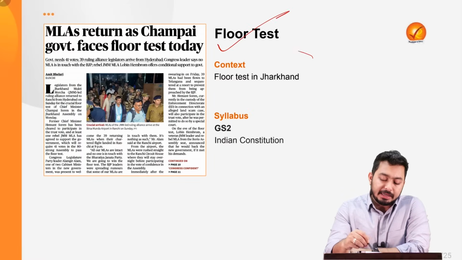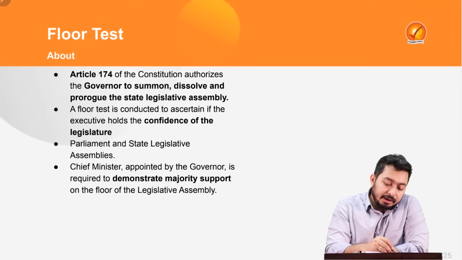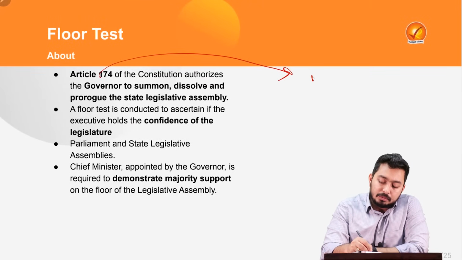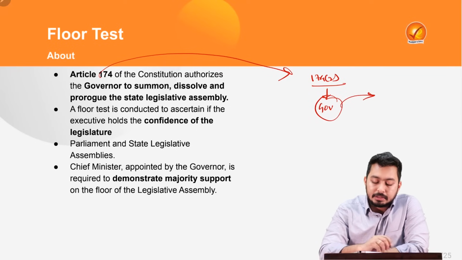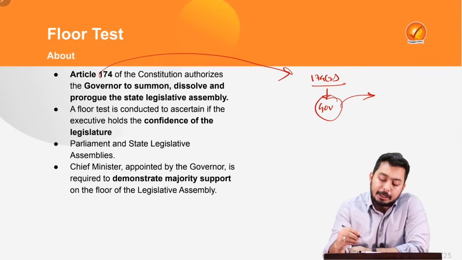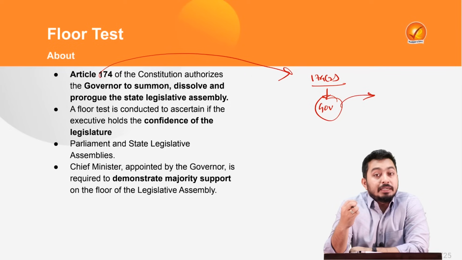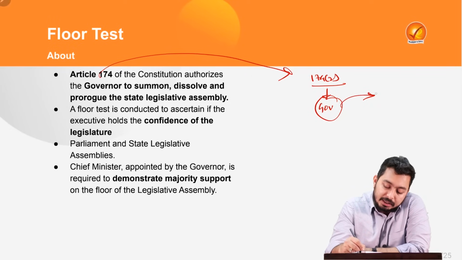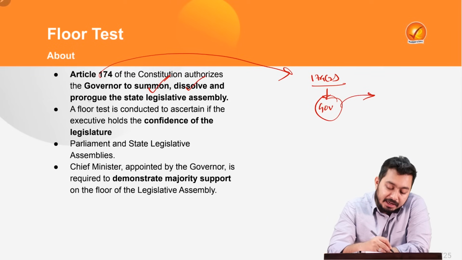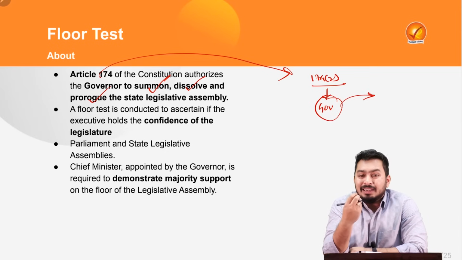Let's look at floor test, because a floor test is to be held in Jharkhand Assembly. Now, Article 174 gives the authority at the state level to the governor, who is the head of a state, right? Is the governor a de facto or de jure head of the state? Please tell me. Now, this governor can summon, he can dissolve, and he can prorogue the state legislative assembly. Now, what do you understand by a floor test?